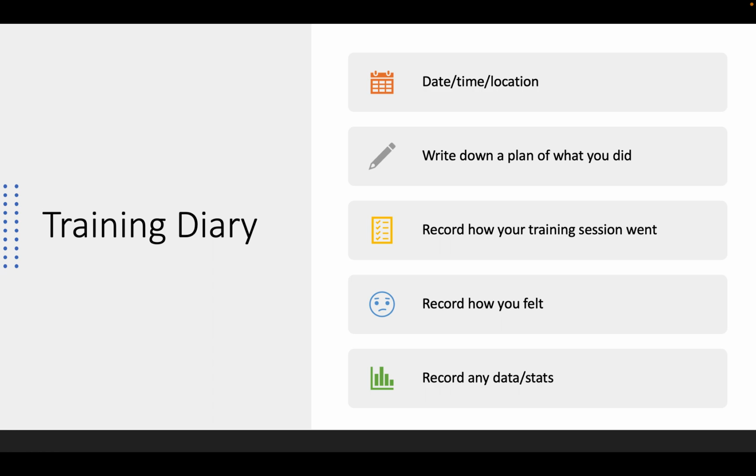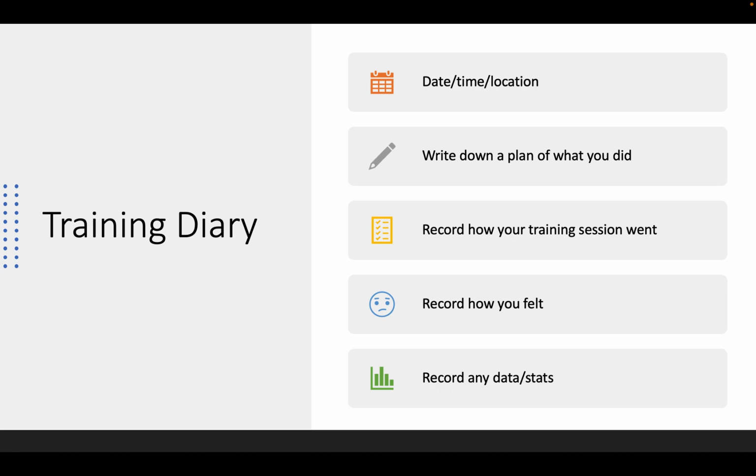So if you were working on your overhead clear using repetition drills and you were trying to get side on and hit the shuttle at its highest point and transfer your weight, that's all the sort of stuff that you would have to write down. You would then record how your training session went. So what went well? Was there any feedback from your coach that you were given about how you were progressing during that session? You would also write down how you felt.